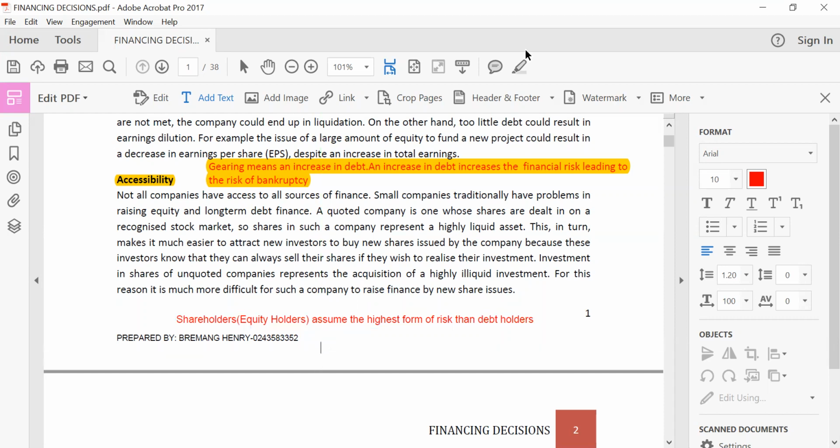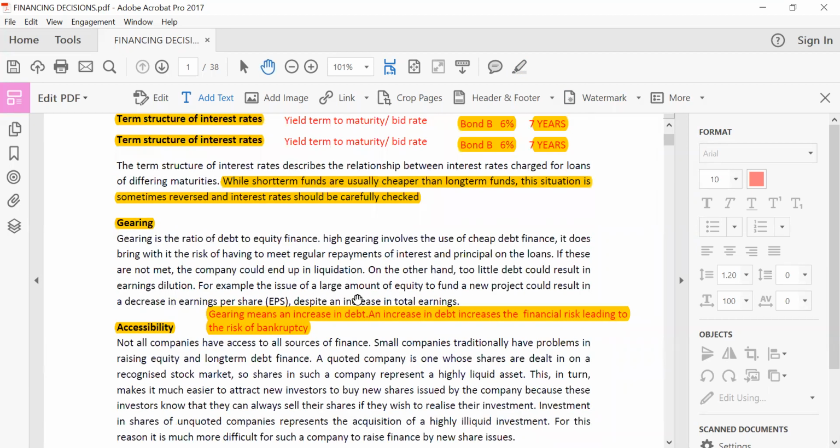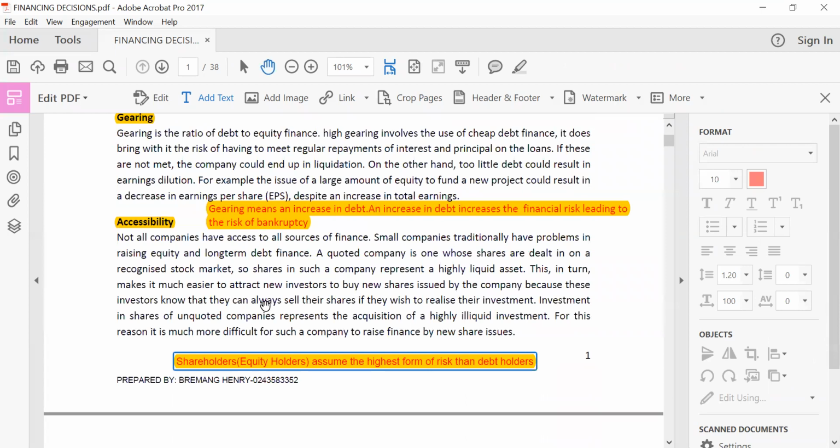So please, this is one of the principles you have to keep in mind. Way back in school, when we were going through financial management, one of the choruses we all the time sing is that the higher the risk, the higher the return. And this principle holds throughout financial management, right? So shareholders tend to assume the highest form of risk.